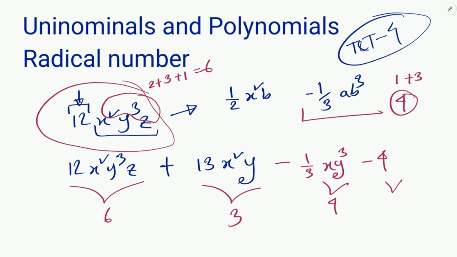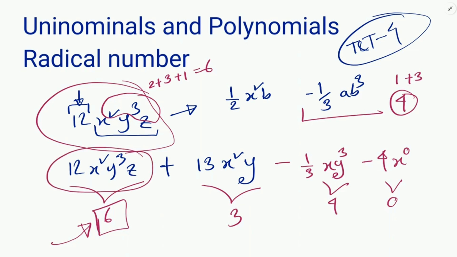Zero. Just consider x has power 0, and we know if something's power is 0, it is 1, so it doesn't affect, right? So there is x, but its power is 0, so our degree is 0 for this particular term. Now we can evaluate which term has the maximum degree, this term. So 6 is called the degree of this polynomial expression, and this term is called the leading term. What is the leading coefficient then? 12 is the leading coefficient. I hope you understood about monomials and polynomials.